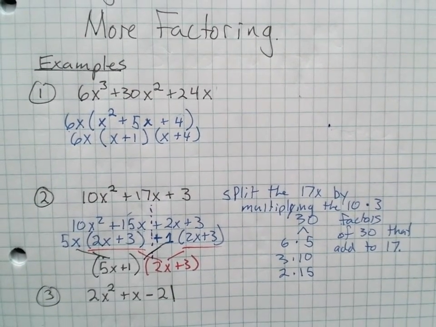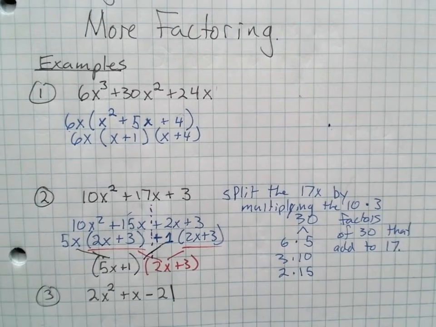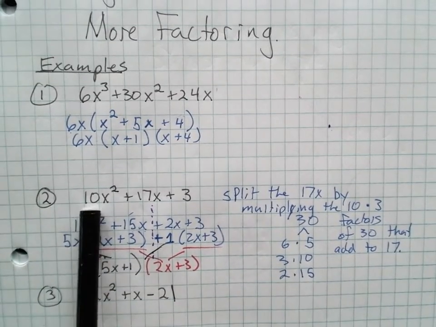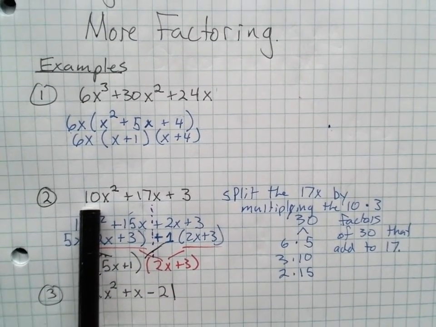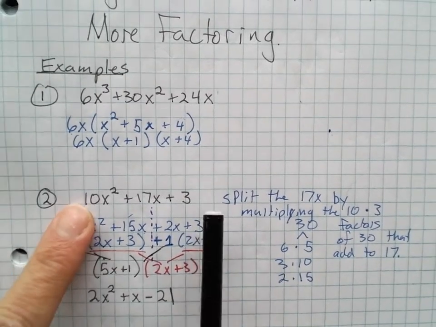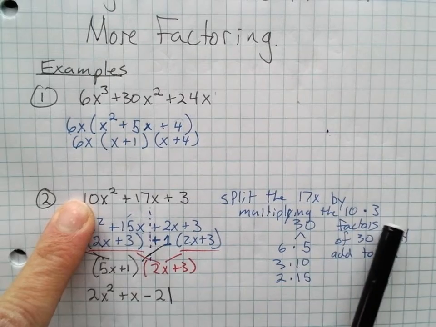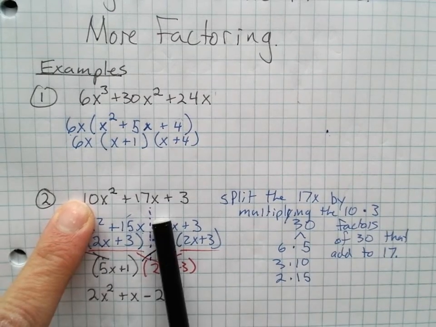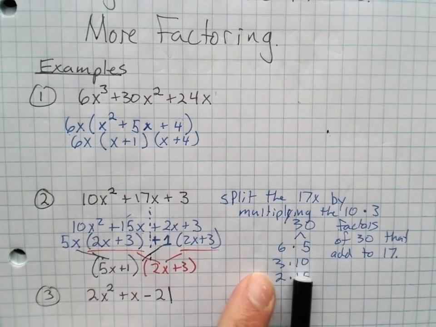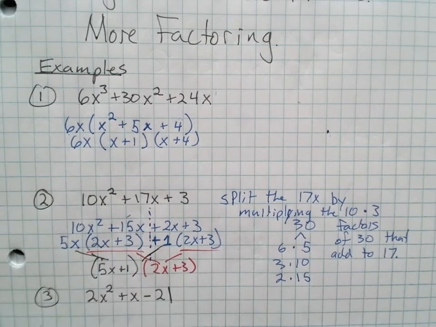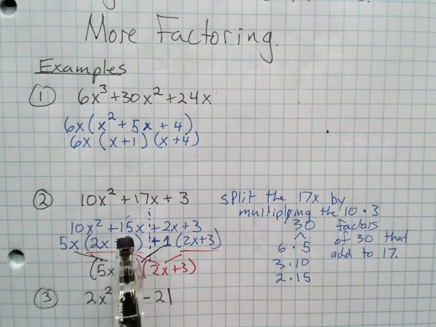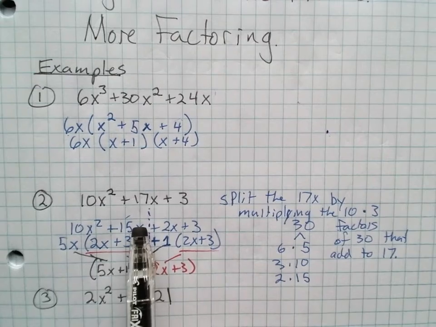Now, Mr. Mock, that seems like a lot of extra steps. It is. But look, you've got this 10 as the leading coefficient, and we need to consider that. So we multiply the leading coefficient with the constant, and then find factors that add up to the middle. And then do you see how we use that to split it up? All right. Now, how did you know, Mr. Mock, to put the 15 here and not the 2?